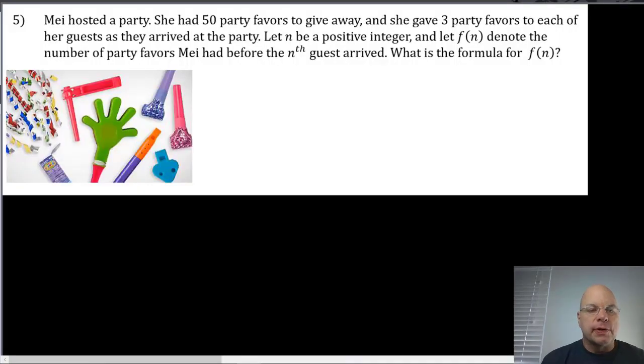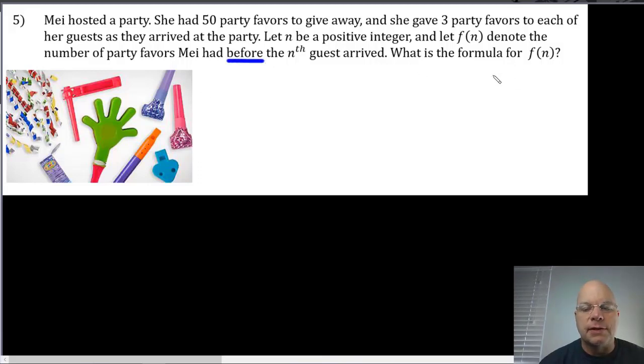On tonight's homework, we're doing some problem solving involving sequences. Problem number 5 says, May hosted a party. She had 50 party favors to give away, and she gave 3 party favors to each of her guests as they arrived at the party. Let n be a positive integer, and let f of n denote the number of party favors that May had before the nth guest arrived. There's a key word here, before. It's going to affect everything, so let me underline that.